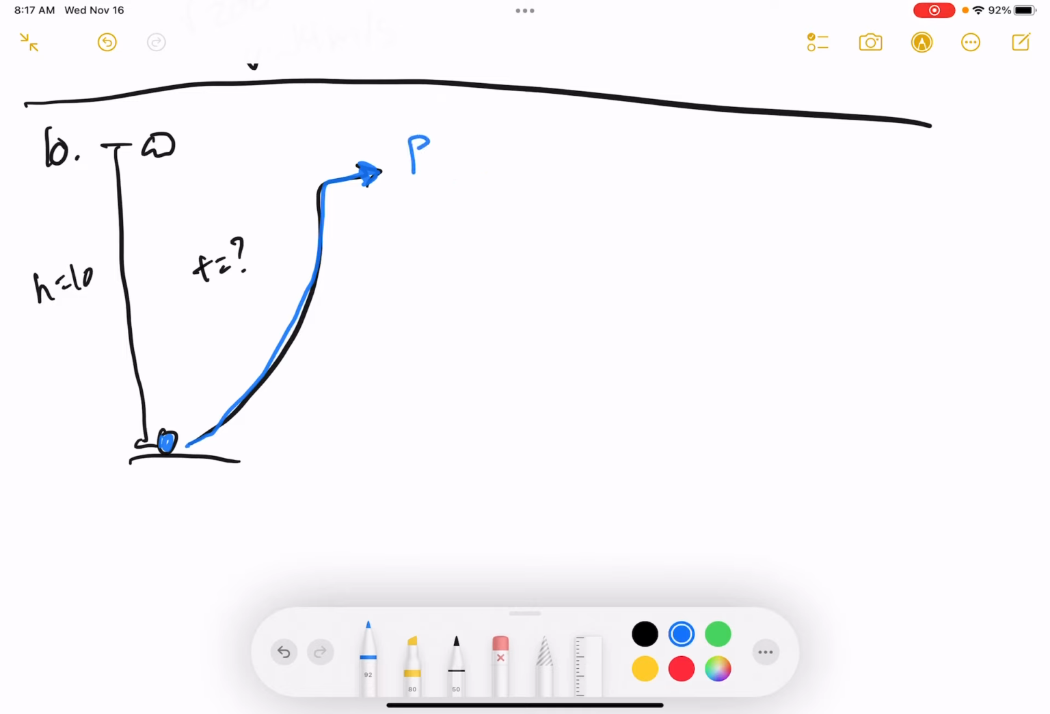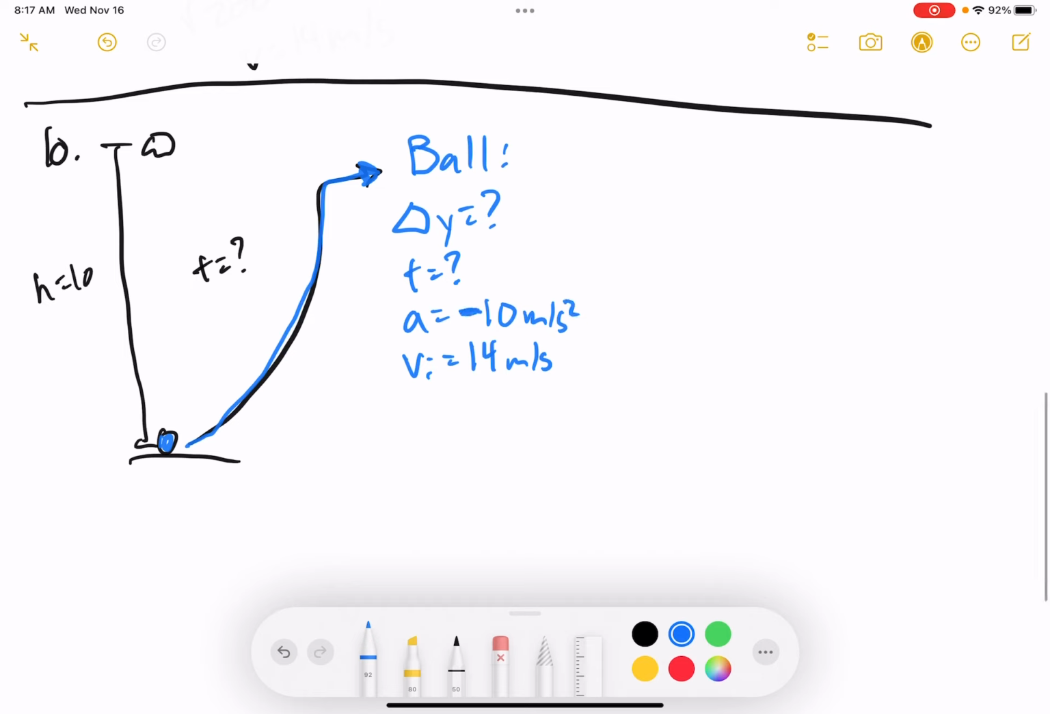So I have for the ball, I know delta y, that is a question mark, right? That's what I'm ultimately trying to find. Where will it be at, right? I also don't know t, okay? And so t is something I'm also looking for as well. And then I know a will equal -10, and then I know vi equals 14 meters per second. You'll notice this is an example where we need to make sure that we have this negative sign here because that negative for acceleration needs to be the opposite direction as the initial velocity.